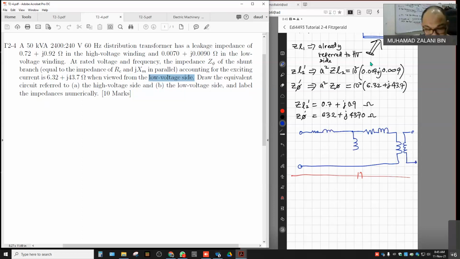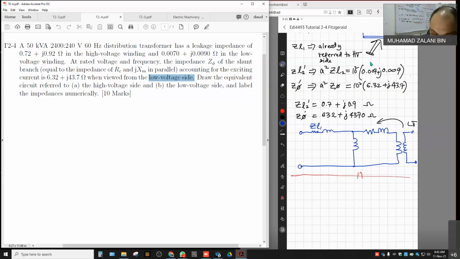All the impedance has already been transferred or referred to the primary side. This is the low voltage side. So impedance, everything goes to the primary high voltage side. Okay, so this is ZL1.